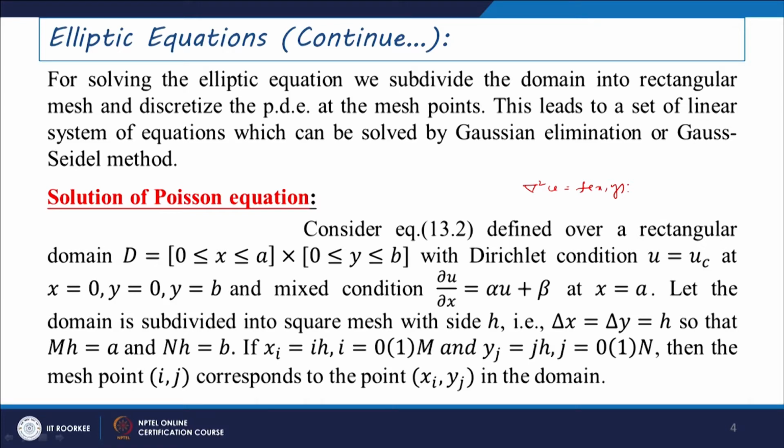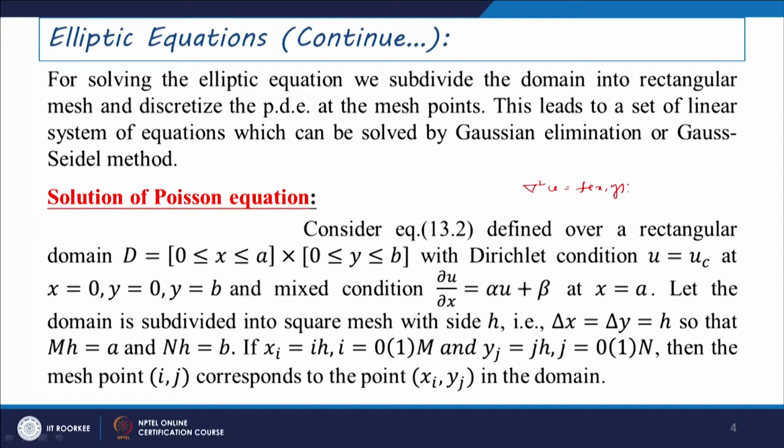Let the domain be subdivided into a square mesh with side edge, that is, we consider del x equals del y equals h, so that the total length in the x axis can be represented as mh equals a, and in the y direction the total length from 0 to the last boundary of y can be represented as nh.